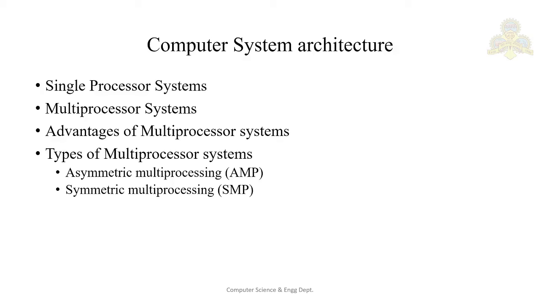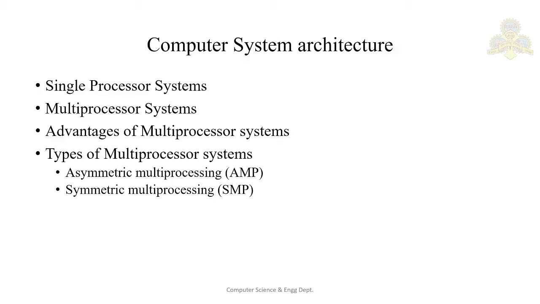Now this multiprocessor system can again be divided into two types, that is asymmetric multiprocessing systems and symmetric multiprocessing systems. In asymmetric multiprocessing, each processor is assigned a specific task. The task is predefined. Here in asymmetric multiprocessing, you have a master-slave relationship. A master processor controls the system. That means it controls the other processors.